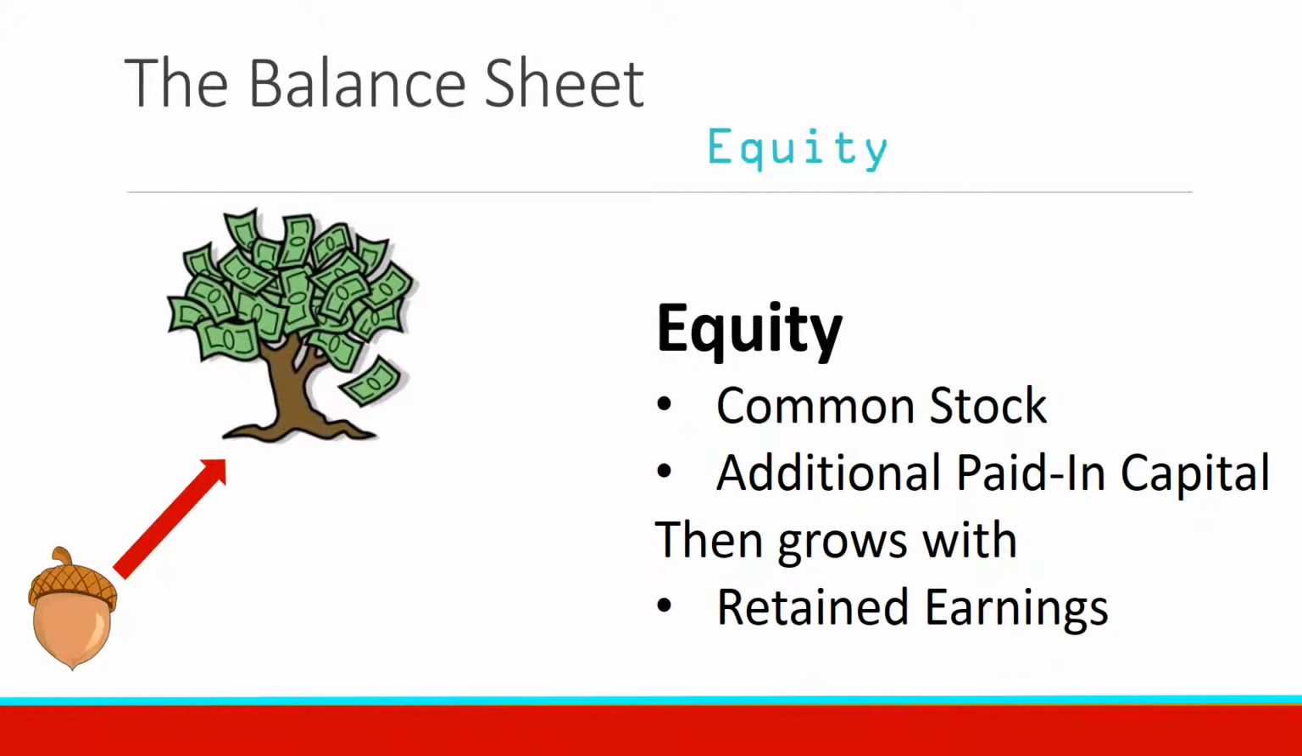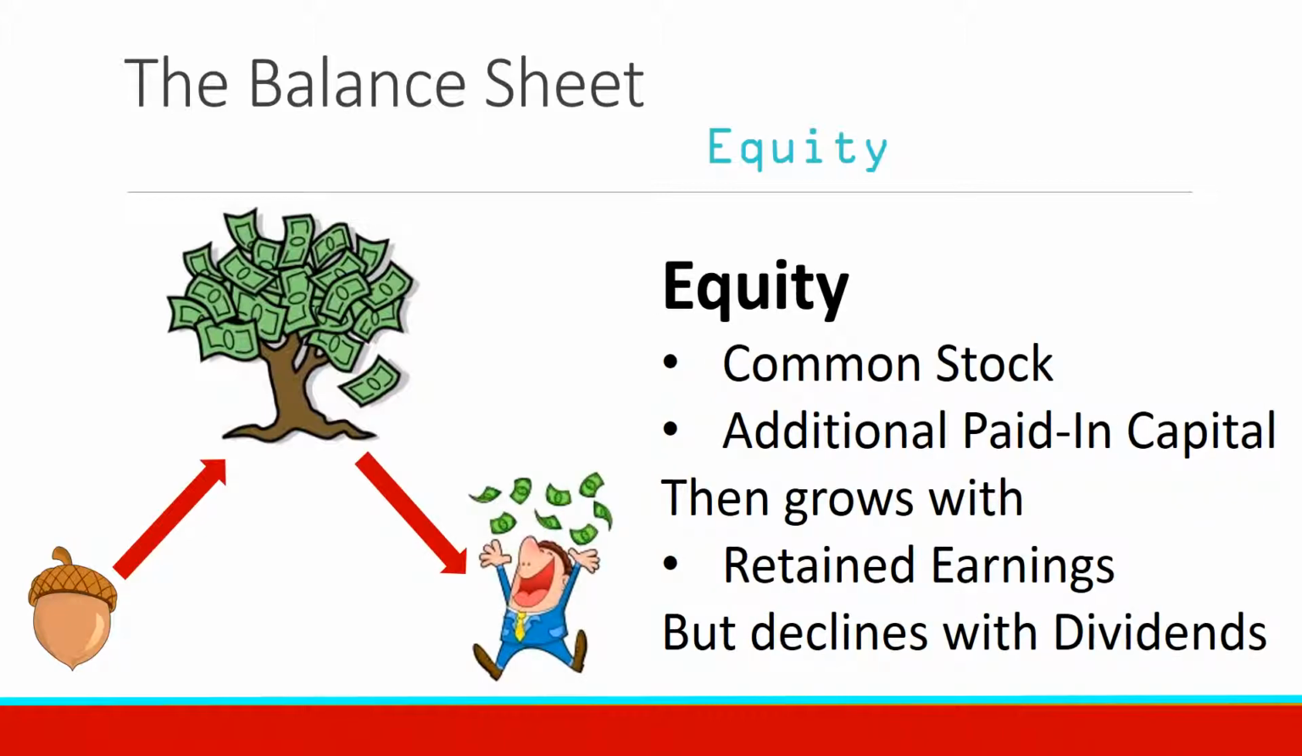If a firm is successful, that initial acorn of an investment will grow and create profits for the firm. Those profits can be kept by the firm in order to supplement their equity. The second type of equity is known as retained earnings. Some firms will decide that they don't want to keep all of their profits and will return some of them to their investors in the form of dividends. When they do that, it will cause retained earnings to decline.